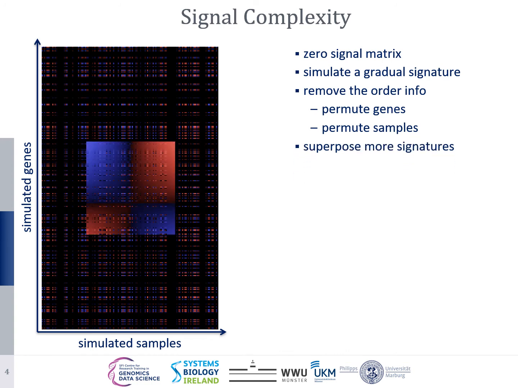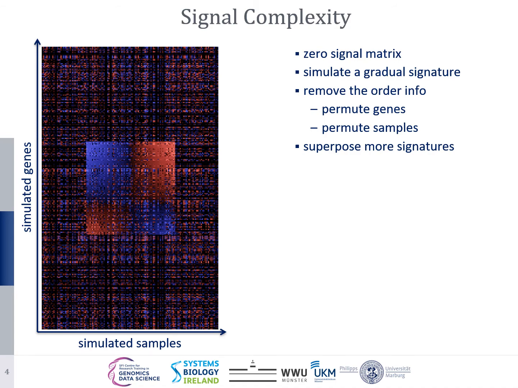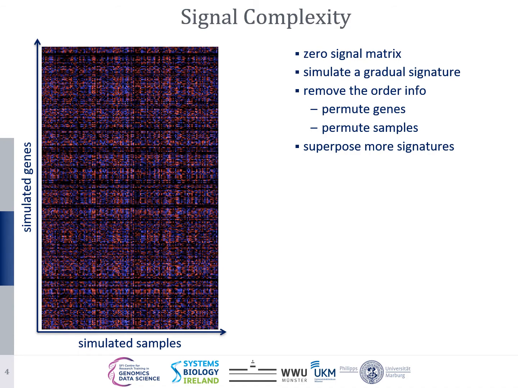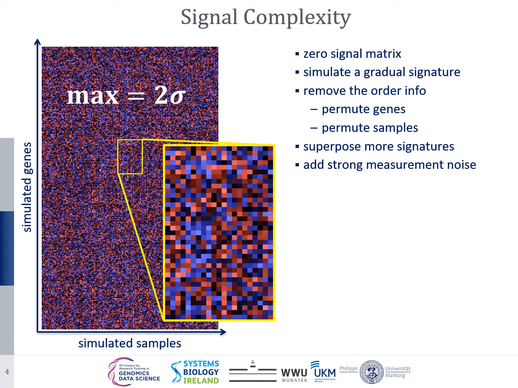Now I superpose a second signature of the same form. And again destroy by permuting gene rows and sample columns the information of neighborhood. And I do this again and again and again, superposing signature by signature, and at the end I also add strong measurement noise. And if I'd shown you this matrix in the beginning, you would probably have said, I can't see any useful structure in there.